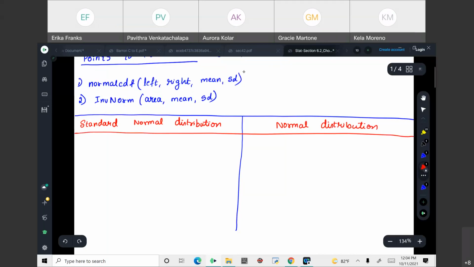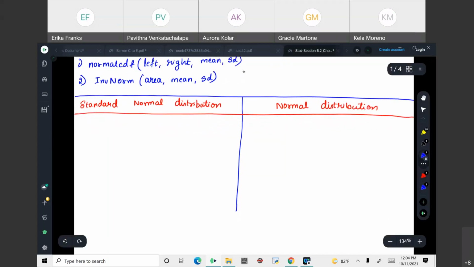Now we'll first focus on the standard normal distribution. Here we know that the mean is always 0 and the standard deviation is 1. Whereas in case of normal distribution, it can be anything. Mean is some number, and standard deviation is also some number. It could be anything.